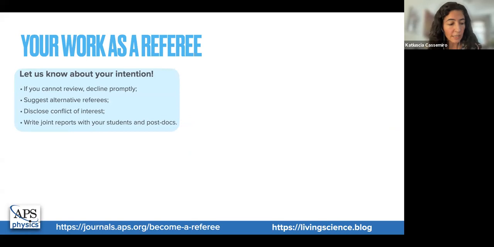Now, when I send a paper to you as a referee, what I want is the following. First of all, if you think you can review, tell us and tell us the time frame, when I can expect your report. But if you are not going to review, decline promptly, because we want to avoid delays in the review process. You may suggest alternative referees, and we also encourage you to write joint reports. It's a way to introduce new people to the system, but of course you should mention that, and we give due credit to the people that helped you to prepare the report.